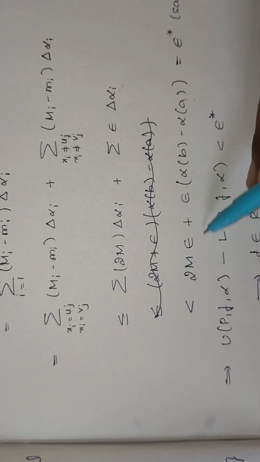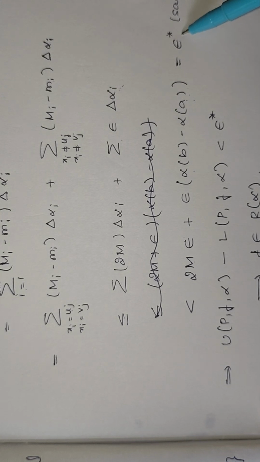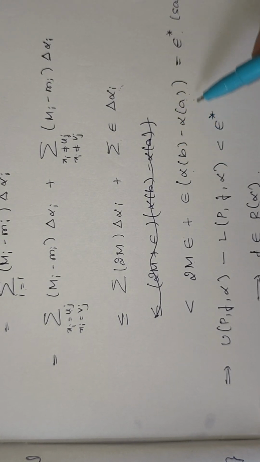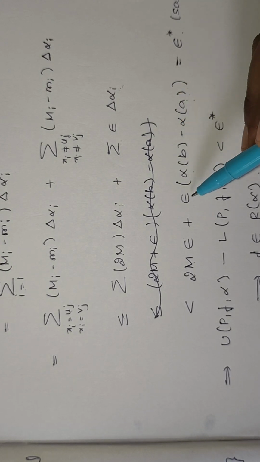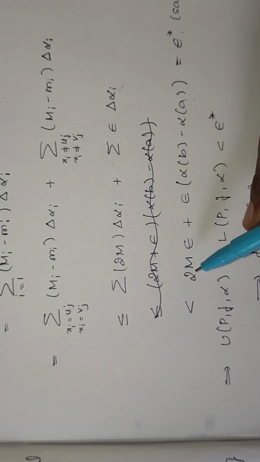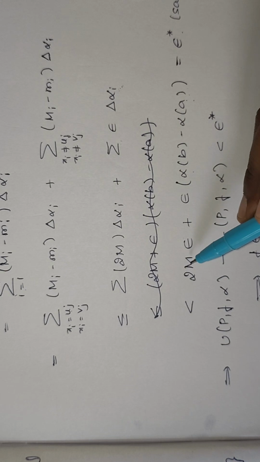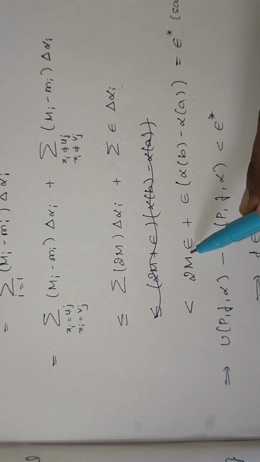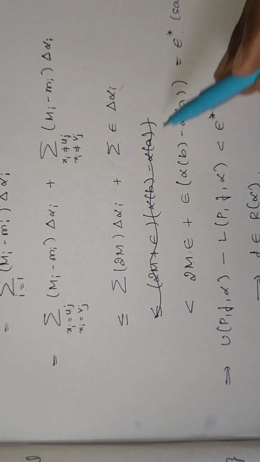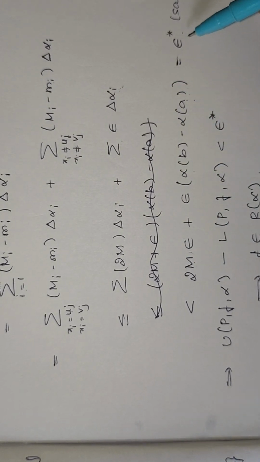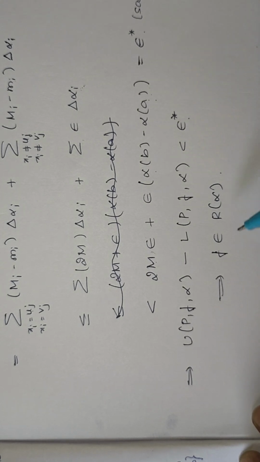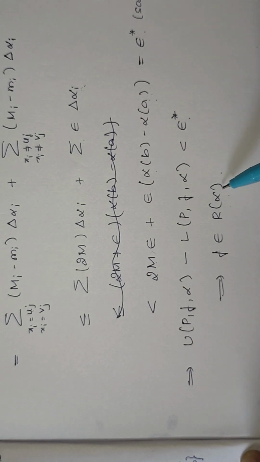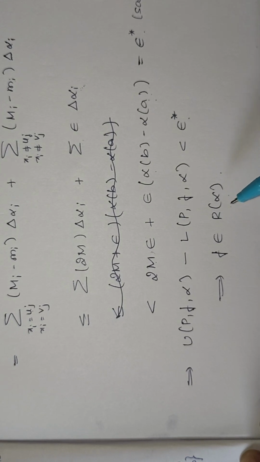And I'll name this complete thing epsilon star, because this term is positive since alpha is monotonically increasing. And epsilon is positive. And M is also positive, because we have taken mod f of x less than or equal to M. So obviously this will be positive. So I am naming this entire thing as epsilon star. And since this difference is less than epsilon star, we have f belongs to R of alpha by the condition of integrability. Okay. Thank you.